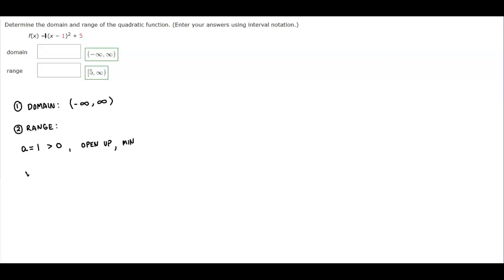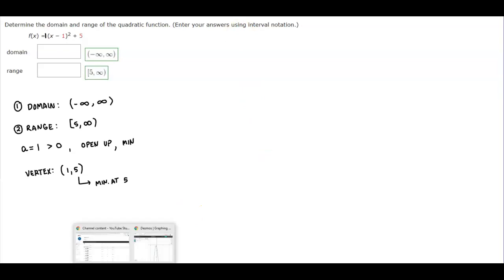So now let's take a look at the vertex. We can look at the vertex here, and the vertex is going to be at the coordinates (1, 5). And so what does that tell us? Well, that tells us that we have a minimum at 5. So that means we're going to start at 5, and then it's going to approach positive infinity.